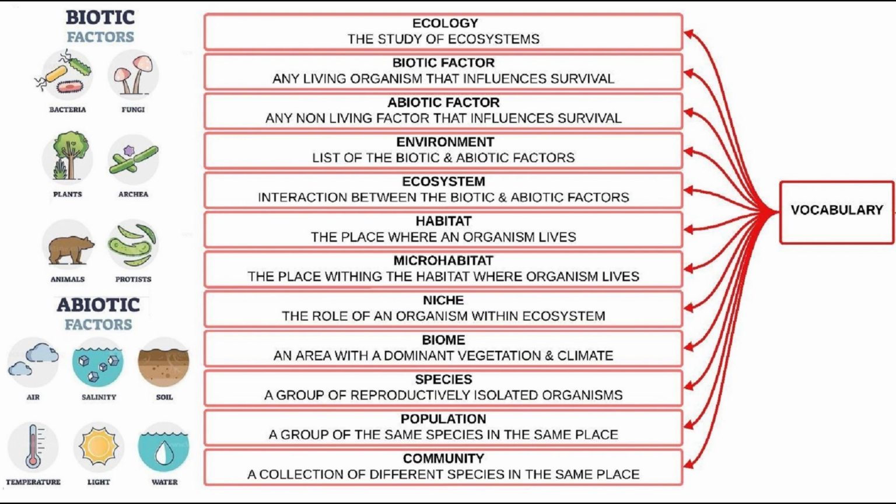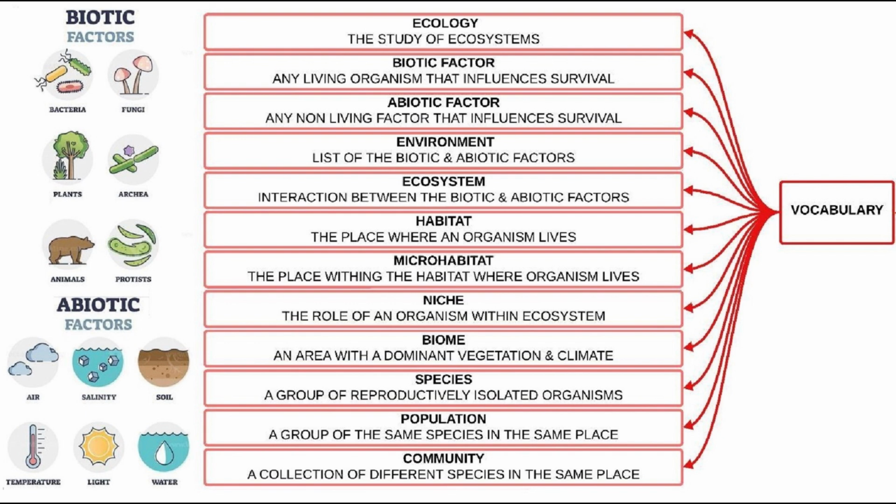Habitat is the place where an organism lives. Microhabitat is the specific place where an organism lives. A niche is the role of an organism in an ecosystem. A biome is an area with a dominant vegetation and climate. A species is a group of reproductively isolated organisms.